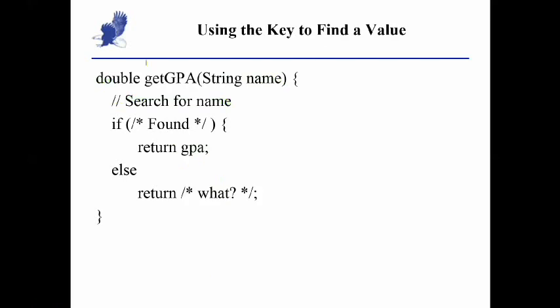Now, here's the tricky part. Let's say I'm looking for a GPA, in which case I'm not returning true or false, I'm returning a double. Okay, so I search for the name and I find it. Okay, so I return the GPA. What if I don't find it? What do I return? Zero, negative number, a very big number. It's a question that the writer of the code has to decide.